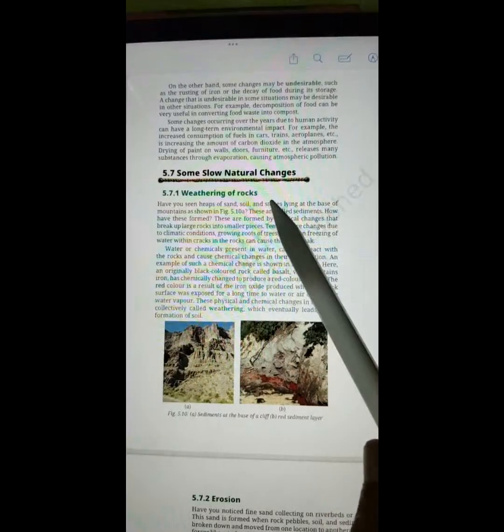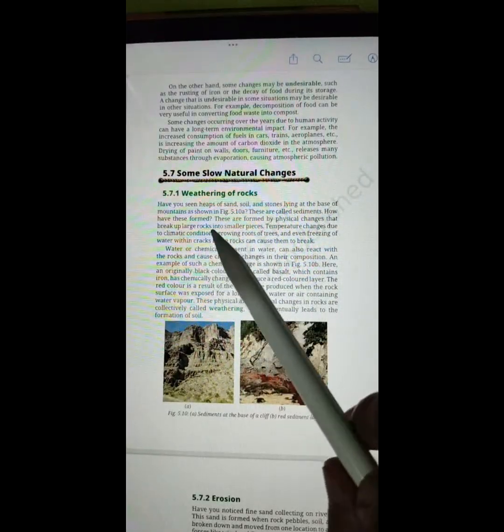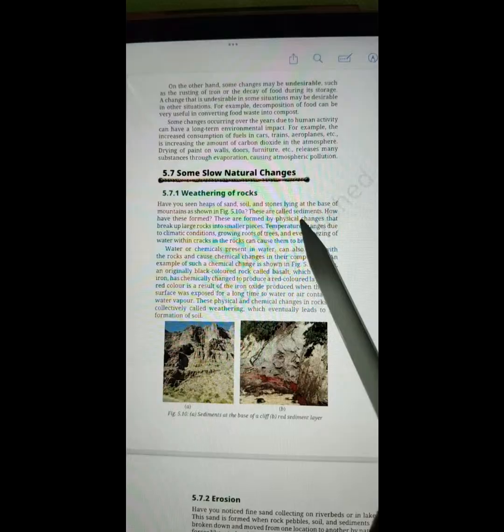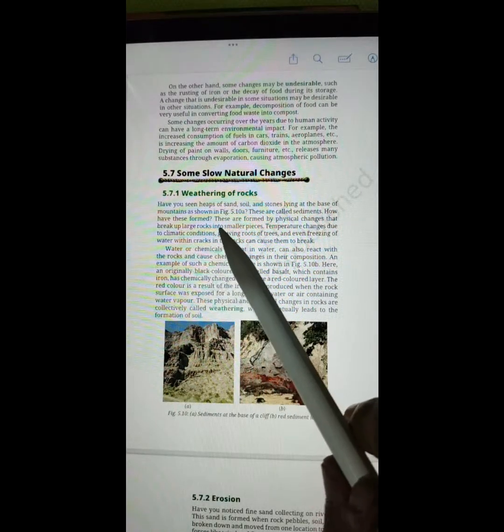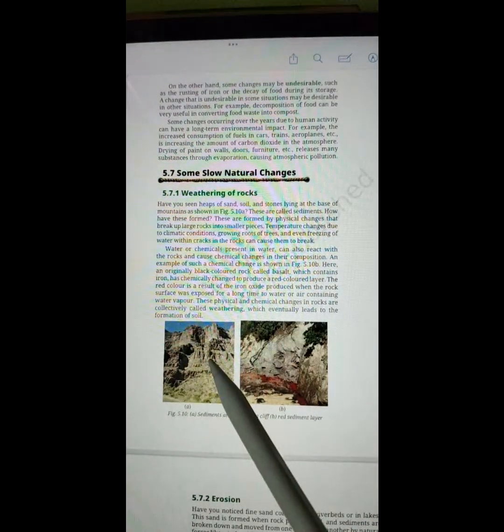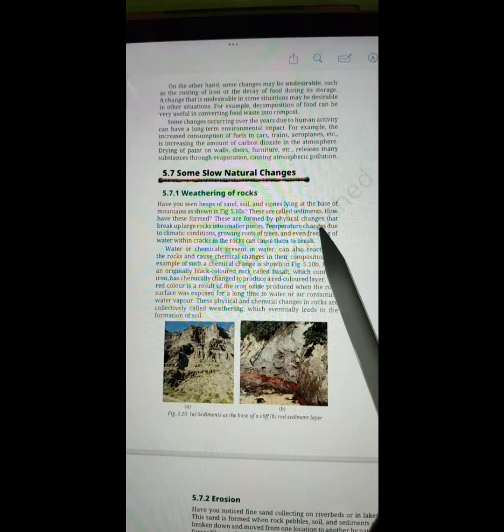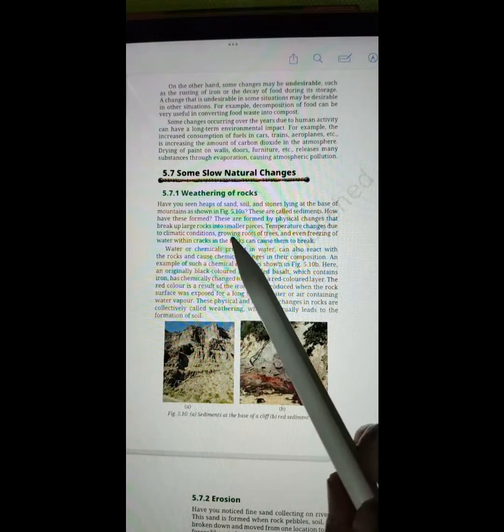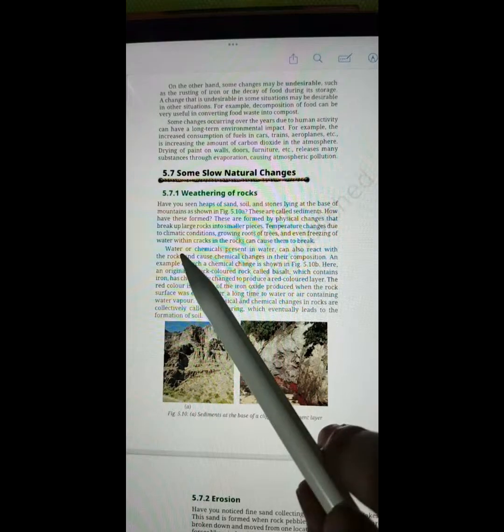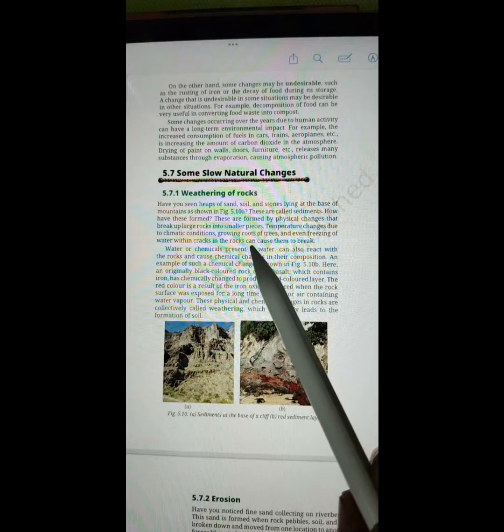5.7 Some slow natural changes: weathering of rocks. Have you seen heaps of sand, soil, and stones lying at the base of mountains as shown in figure 5.10a? This one. These are called sediments. How have these formed? These are formed by physical changes that break up the large rocks into smaller pieces.